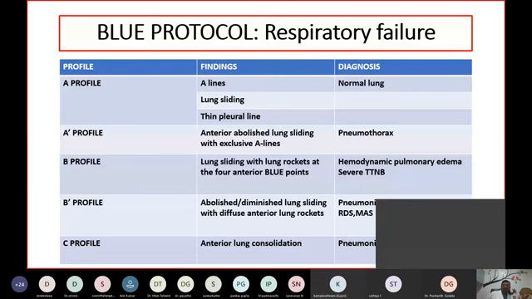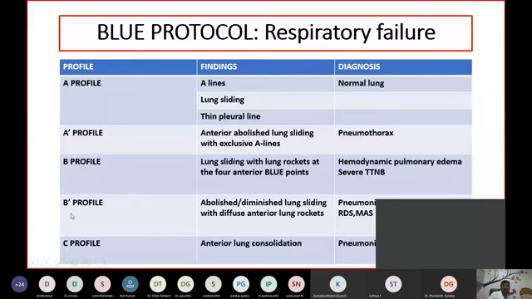It can be either A profile, B profile, or C profile. So A profile, we know, is the normal lung: you have A lines, lung sliding and thin pleura. That is your A profile. A dash profile is absent lung sliding with A lines, and that is pneumothorax. B profile means you are going to see lung sliding and there will be a lot of B lines. So you are going to see it in transient tachypnea of newborn or a pulmonary edema of a cardiogenic cause.